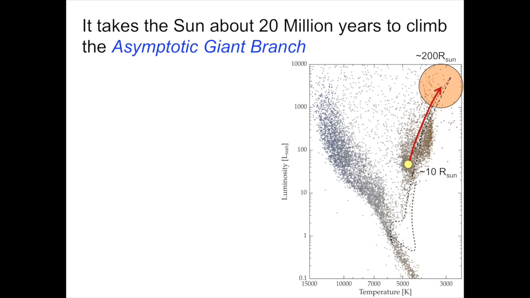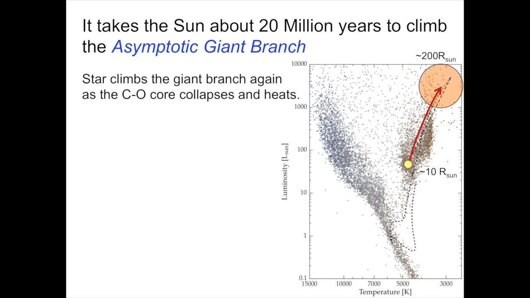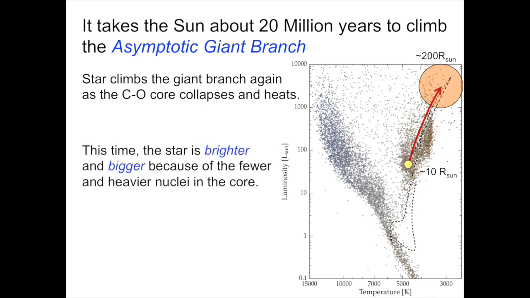It takes a star like the Sun about 20 million years to climb the asymptotic giant branch. The star climbs the branch again as the carbon-oxygen core collapses and heats up, dumping the excess energy into the envelope and causing it to swell. This time the star is brighter and a little bit bigger in radius because of the fewer and heavier nuclei now in the carbon-oxygen core. The change in the composition of the core means a change in the behavior of the star.